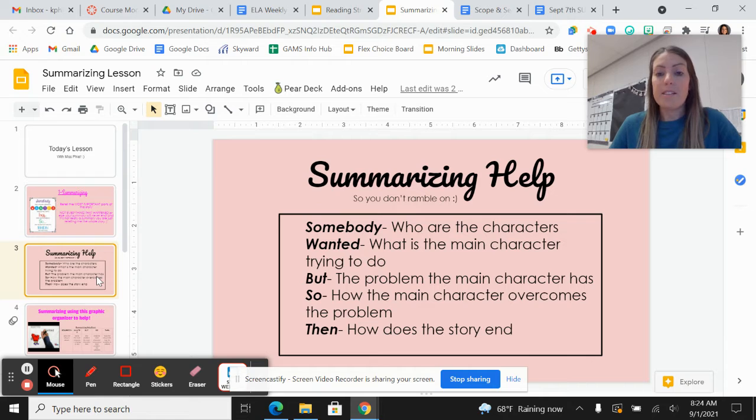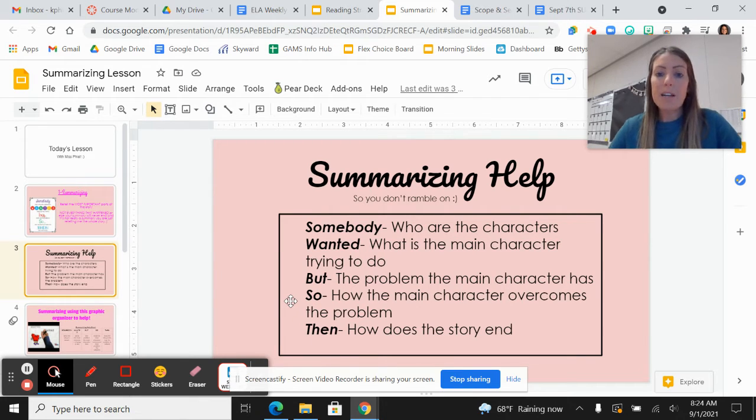Get rid of all the unnecessary things and just talk about what we need in our summary. So this is what we're going to use today. It's a little help chart. So we're just going to focus on somebody wanted, but so then.